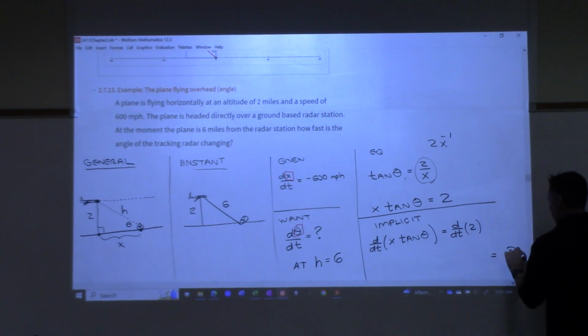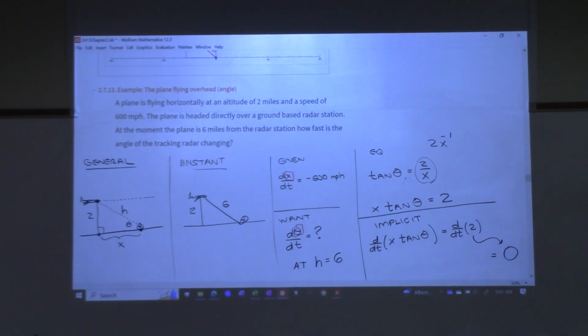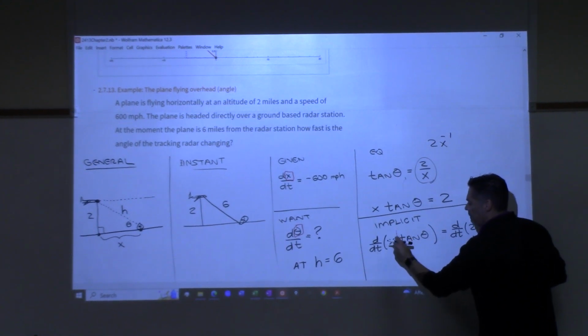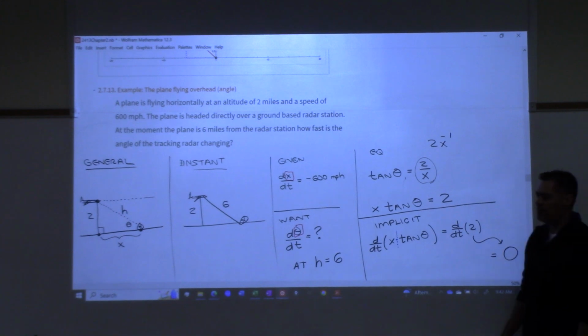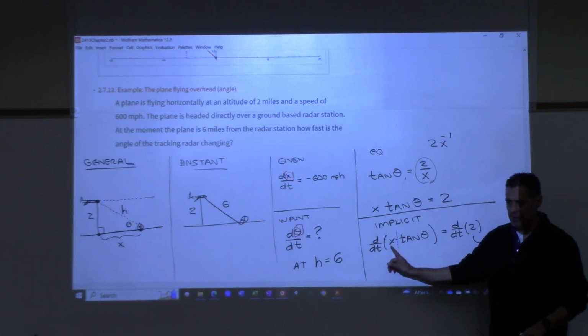So let's do the right side first. I'm going to put it way over here. 0, right? Derivative of a constant is 0. And then as it was pointed out, the left side will be a product, right? And so when we differentiate a product, we have to apply the product rule. The product rule says you take the derivative of the first one times the second one plus the derivative of the second one times the first one, right? That's the rule.